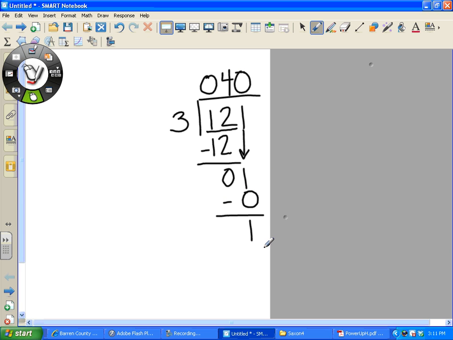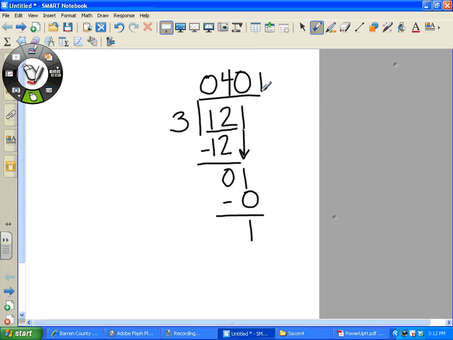Subtract, and this is your remainder. This remainder has to be less than your divisor, okay? If it's not, you did something wrong and you need to start over. So here the final answer is really 40 with a remainder of 1. If you want to, when you're finished, you can erase that front 0, but it has a purpose, and it's to hold that place.